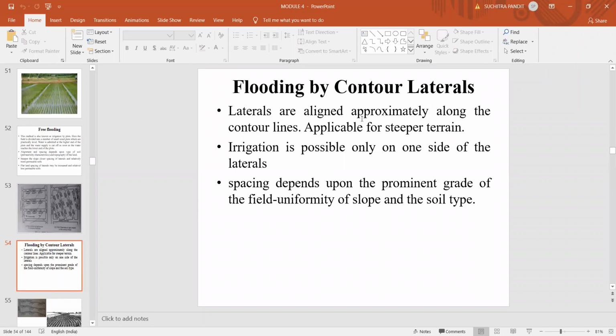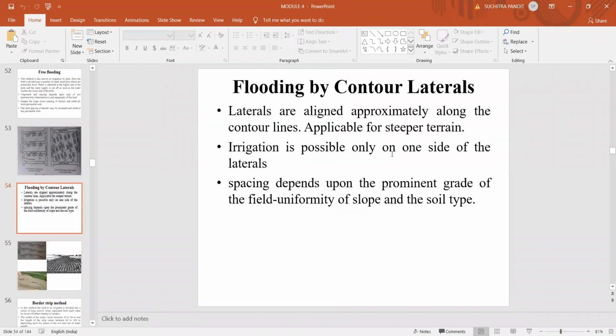Now, flooding by contour laterals. The laterals are aligned approximately along the contour lines and are applicable for steeper terrains. Wherever you have steeper terrains, the contour laterals are aligned approximately along the contour lines, and irrigation is possible only on one side of the lateral, and spacing depends upon the prominent grade of the field, uniformity of slope, and the type of soil. So wherever you have a steeper terrain, you can have these contour laterals which follow the contour of that particular area. And here irrigation is possible only on one side of the contour lateral.